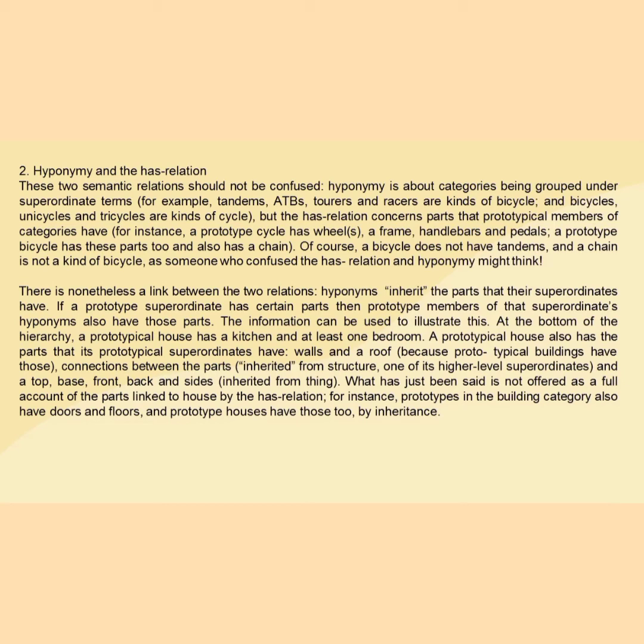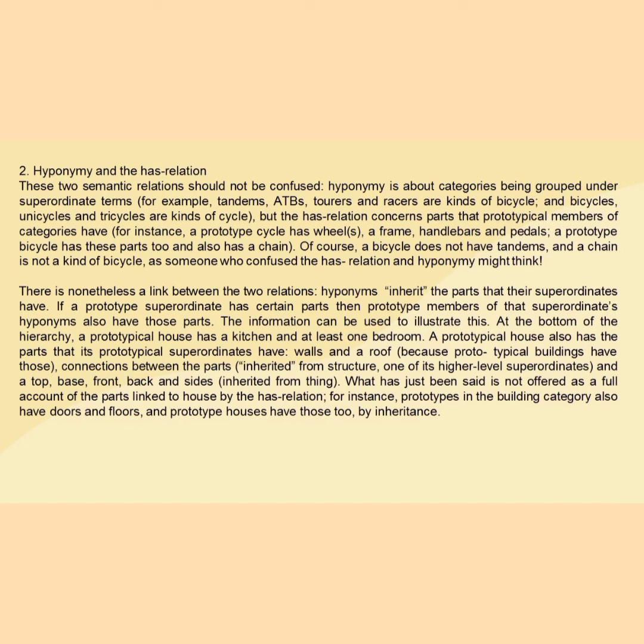The hierarchy can be used to illustrate this. At the bottom of the hierarchy, a prototypical house has a kitchen and at least one bedroom. A prototypical house also has the parts that its prototypical superordinates have, walls and a roof, because prototypical buildings have those. The connection is between the part and the parts inherited from structure, one of its higher-level superordinates, and a top, base, front, back and sides inherited from thing.